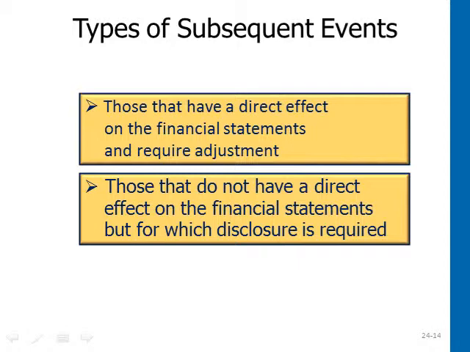And so there are generally two types of subsequent events that require consideration by management and evaluation by the auditor, and that is those that have a direct effect on the financial statements and require an adjustment to them, and those that do not have a direct effect on the financial statements, but for which disclosure in the footnotes is available or is required.